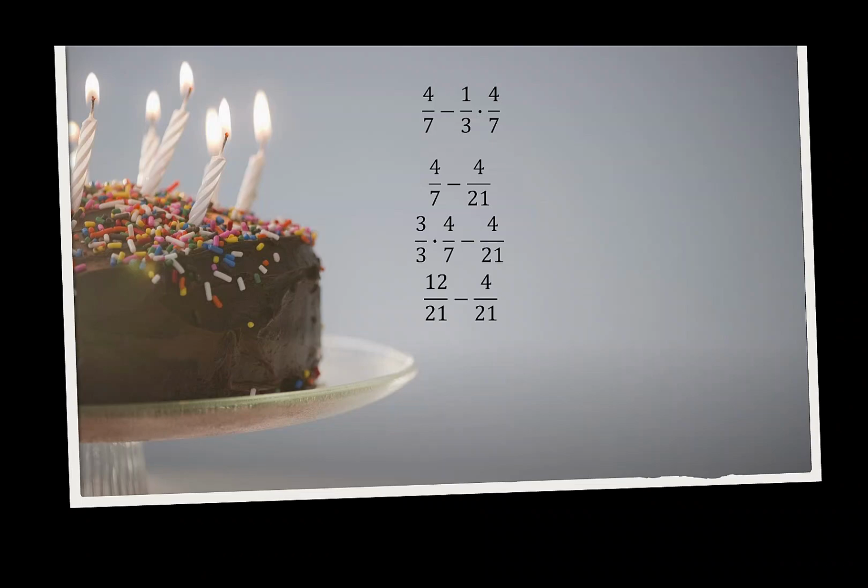When I multiply 3 by 4, I get 12. 3 times 7 is 21. Now that I have 12 over 21 minus 4 over 21, I can subtract to get 8 over 21, which tells us how much cake we have.